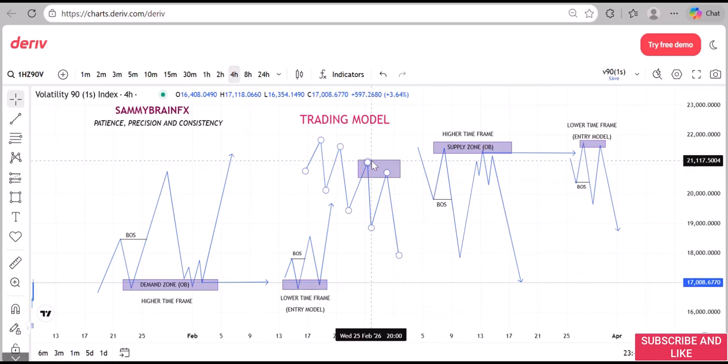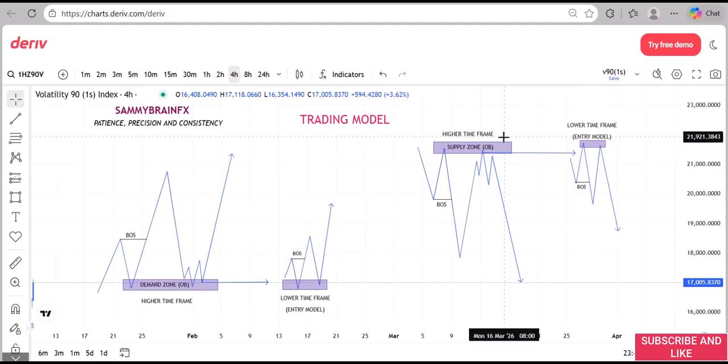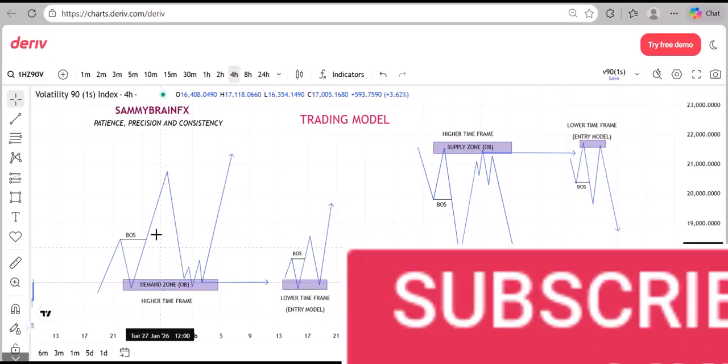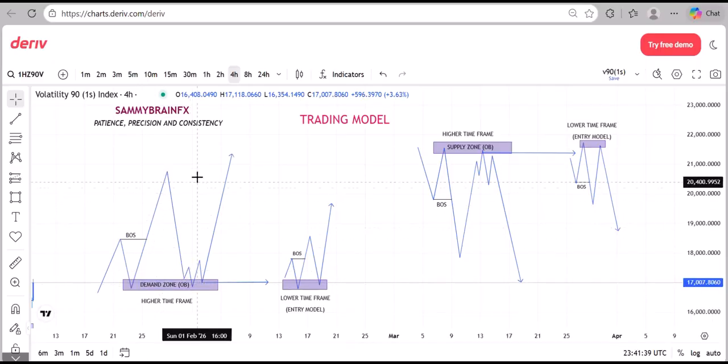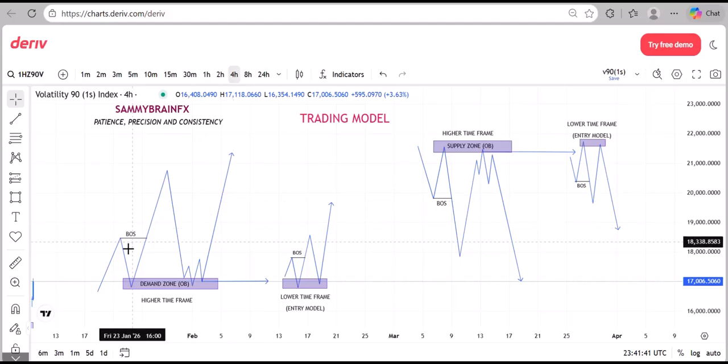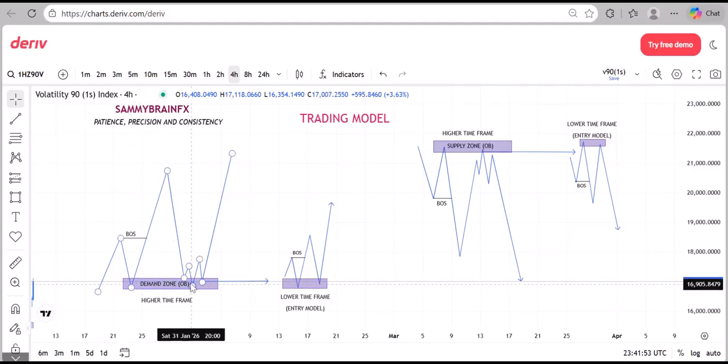So for our trading model, we have the buy model and the sell model, which of course for the buy model we have our demand zone. So what are we going to look for first? First of all, we are going to be looking for a break of structure. After a break of structure, we'll wait for price to tap into our zone, the zone that caused the break of structure.